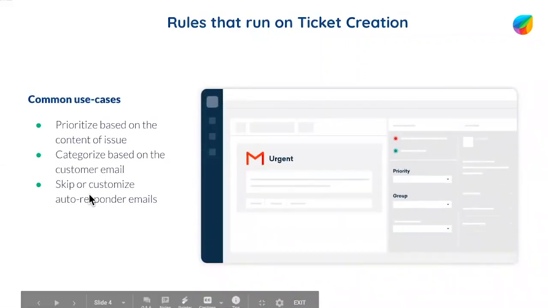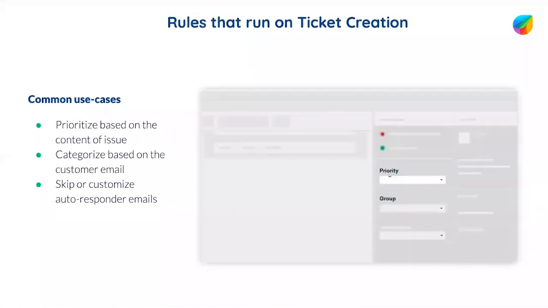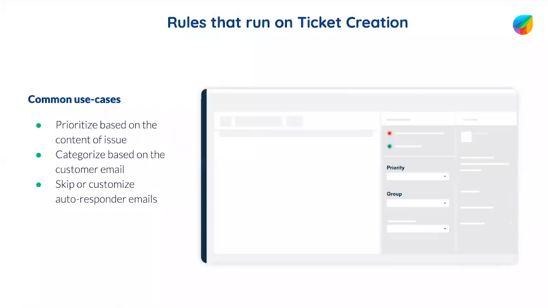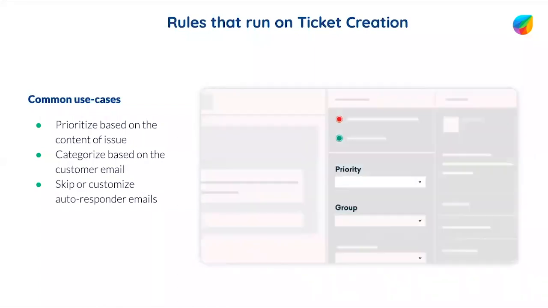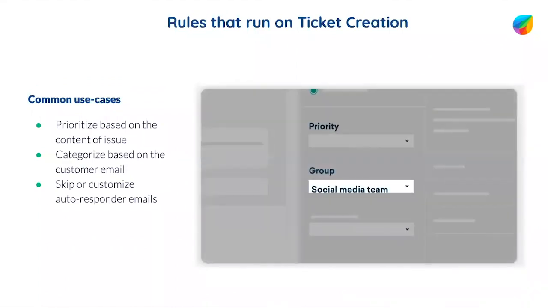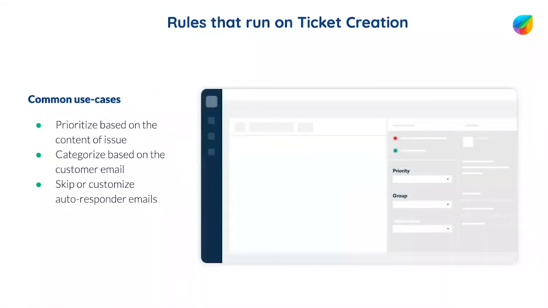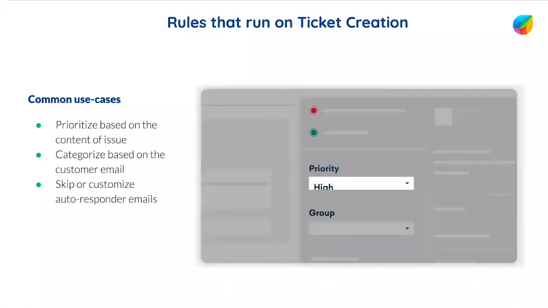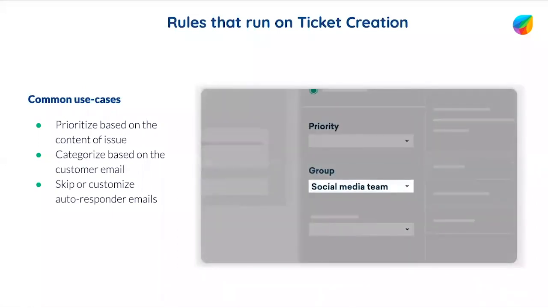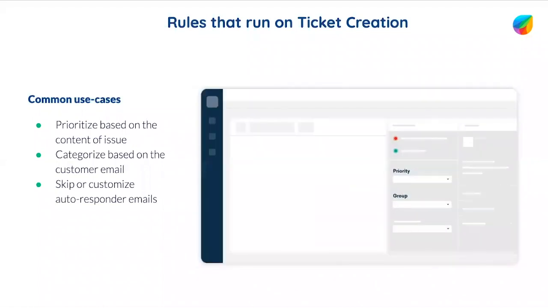So these are some of the common use cases that people that use Freshdesk have set up. One is prioritizing based on the content of what the customer has written to you about. So if they've used words like urgent, extremely important, or exclamation marks, you can have Freshdesk automatically bump up the priority so your team looks at those tickets first. You can categorize it based on the email that your customers are writing to you, if you have different email addresses for your support team.